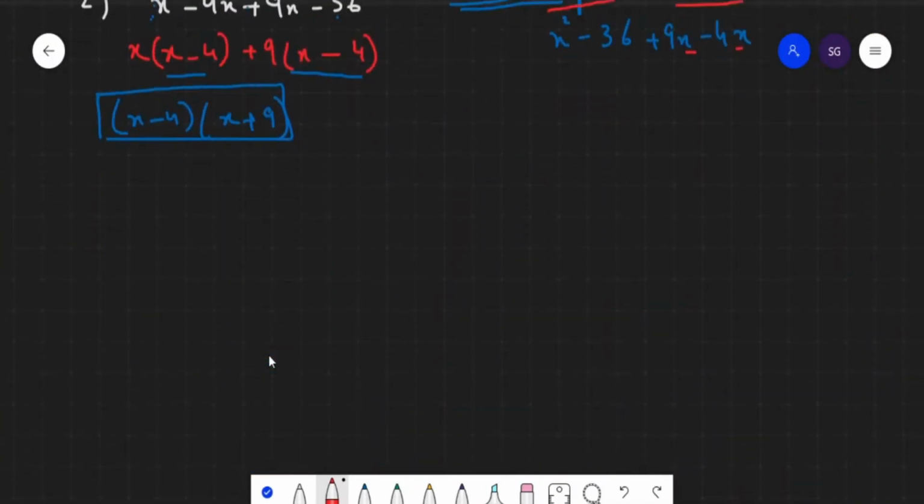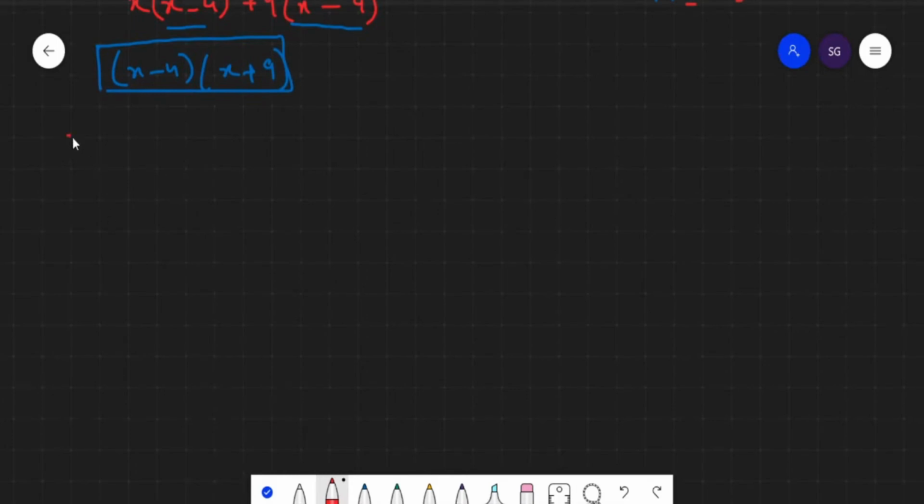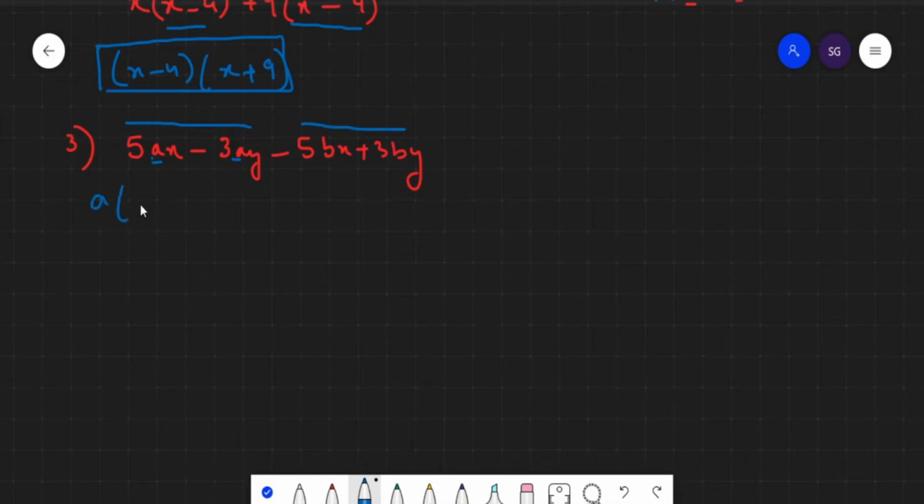Okay, let's level up and we move on to our third example of the second rule. So we have 5ax minus 3ay minus 5bx plus 3by. Alright, so by now we know that it has 4 terms, and when we have 4 terms we pair up, so I'm pairing up the first, second and third, fourth. So from the first pair we have only the factor a common, so I'm taking a, and then this is 5x minus 3y. And similarly, now this is a critical position.